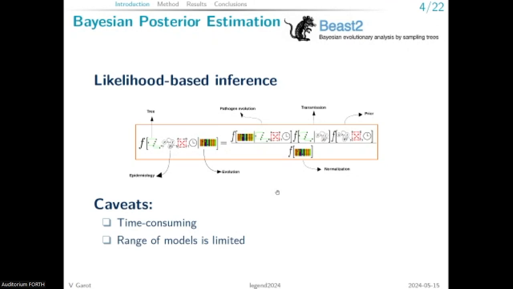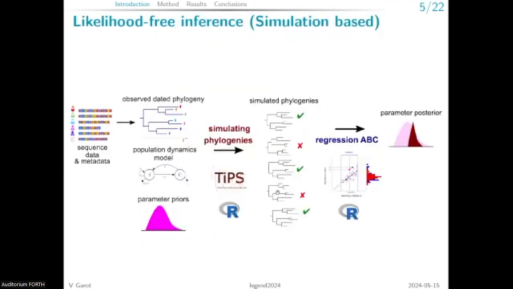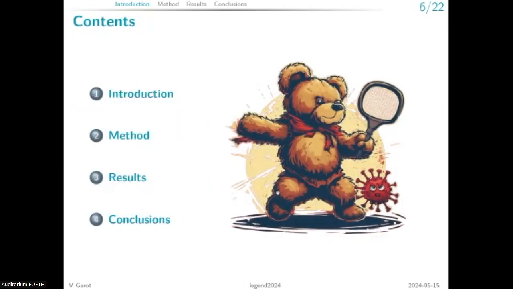Because the range of models is limited, there are also likelihood-free approaches, which are based on simulation. There is also some work that deals with sequence data. They reconstruct the phylogeny and then try to find the best parameters with regression ABC, or we can use a phylodeep just like before, but we have to reconstruct the phylogeny. What we want to do is avoid this and use more information, because by building a phylogeny we can maybe lose information. So we present Teddy.